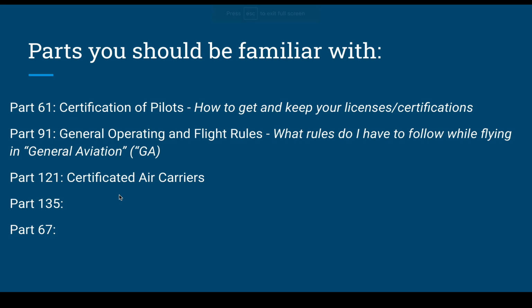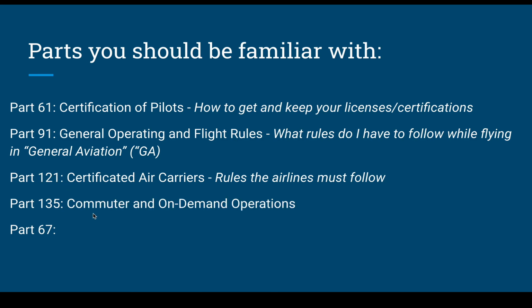Then we have certificated air carriers. This is the airlines. If you want to look at what rules the airlines have to follow, it's Part 121. They don't follow Part 91 in most cases. They follow Part 121 if they're an airline and they have a certain certificate they get from the FAA so they can operate scheduled flights and all this kind of stuff. It gets really kind of messy. We won't worry about that too much, but you should be familiar with it.